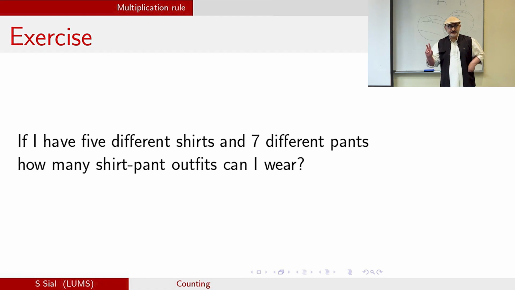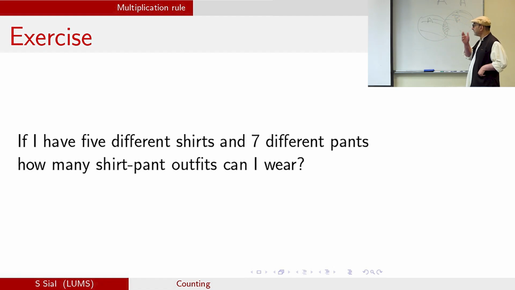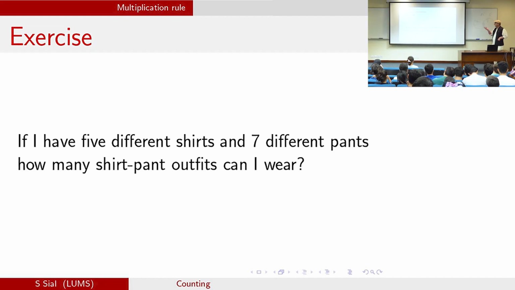So, I have 5 different shirts. I have 7 different pants. How many shirt-pant combinations do I have? 5 ways to pick the shirts. Once I've done that, that's the first step of the operation. 7 ways then to pick the pants. 5 times 7 is 35. I apply the multiplication rule. There are 35 ways.